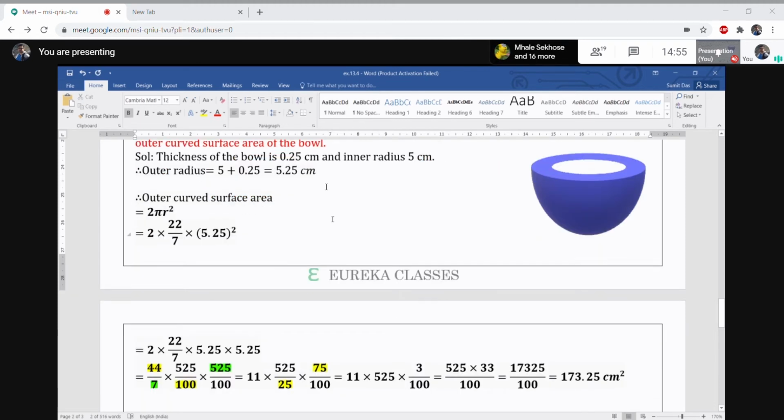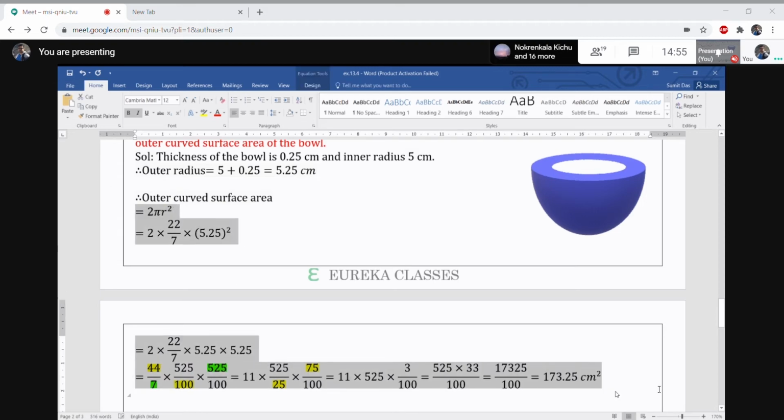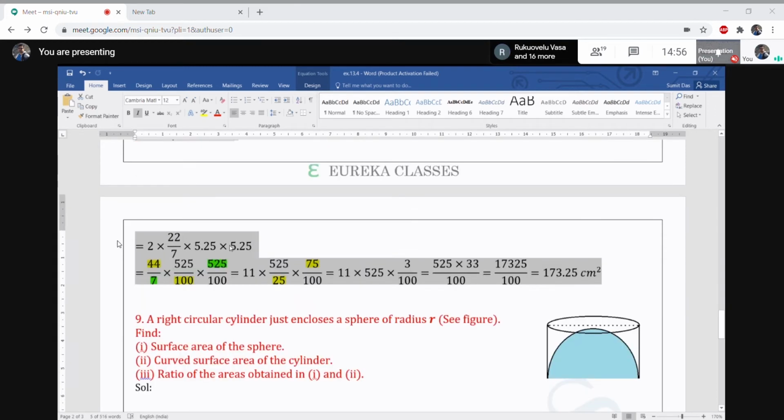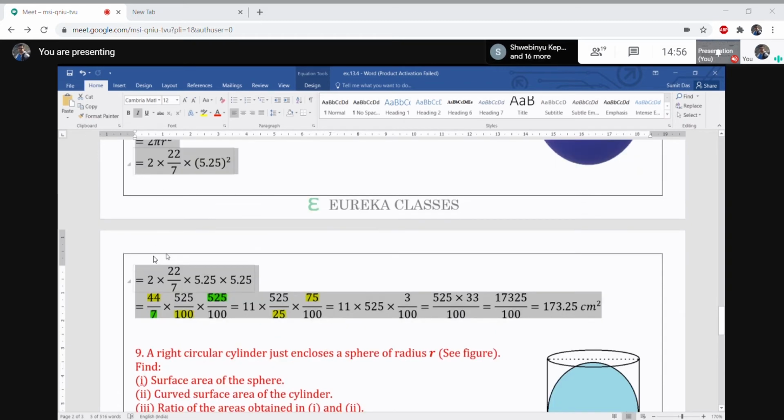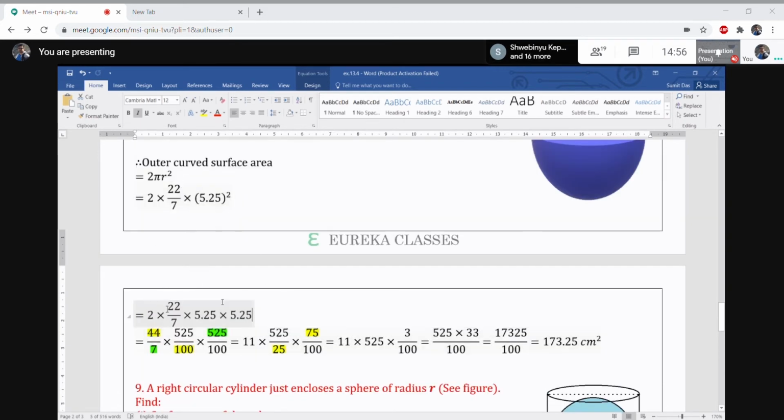So outer curved surface area, now formula. We know that for hemisphere, curved surface area formula is 2 pi r square, right? Then we just put the values. We can see pi value is 22 by 7 and r value is 5.25. I'm writing 5.25 into 5.25. Always try to do the calculation like this. Don't try to find the 5.25 whole square. That will kill your time.